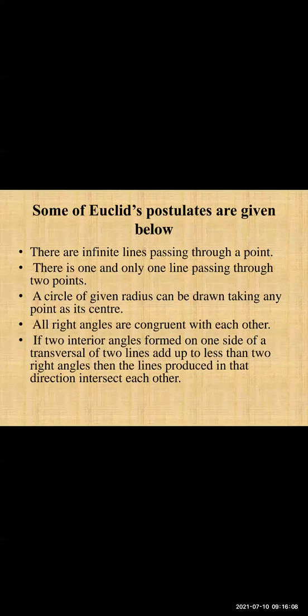All right angles are congruent with each other. Obviously, all right angles means what? They are 90 degrees. So if we put one 90 degree angle on another 90 degree angle, all the right angles will be congruent.